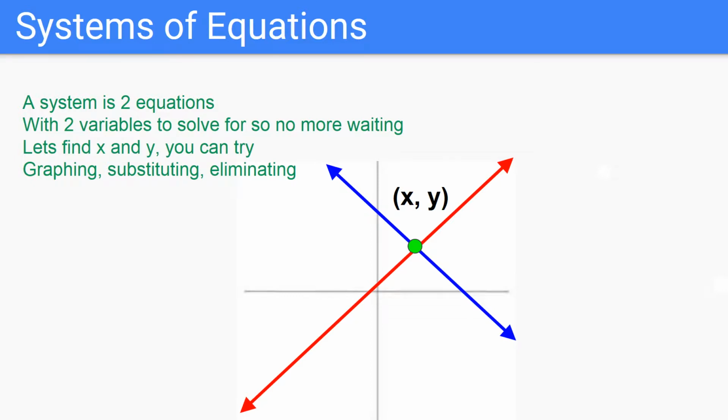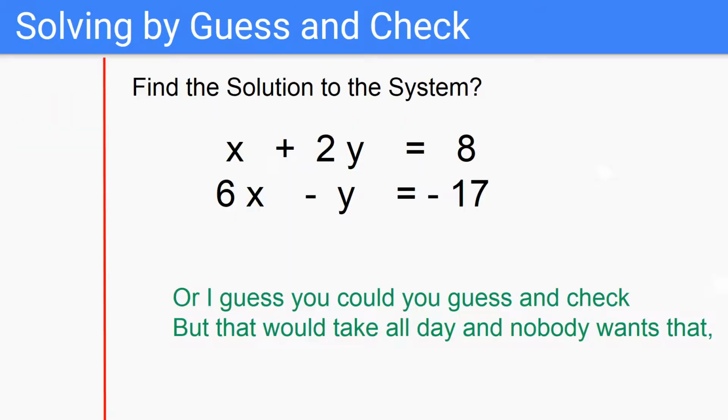A system is two equations, two variables to solve for, so no more waiting. Let's find x and y. You can try graph, substitute, eliminate, or I guess you could check with a method called guess and check, but that would take all day and nobody wants that.